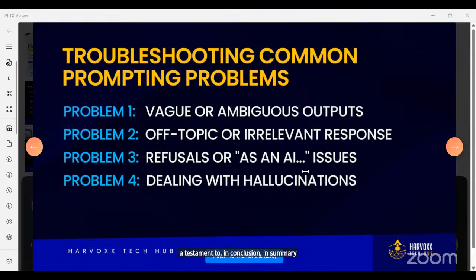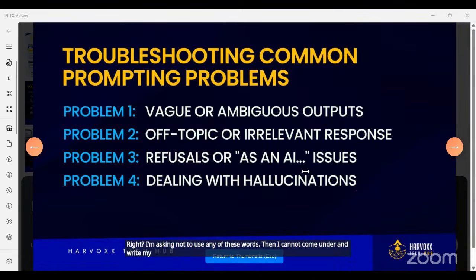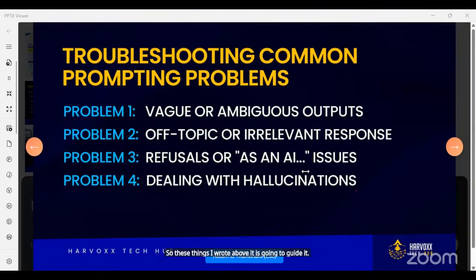So I'm asking it not to use any of these words, right? Then I can come under and write my prompt, what I want it to do. So these things I wrote above are going to guide it to be simple.